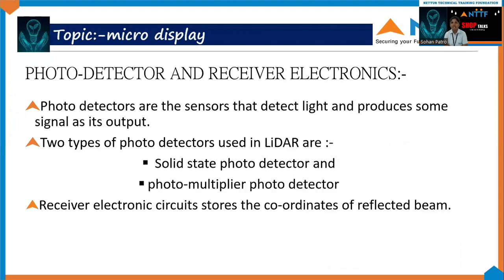Then photodetectors and receiver. The photodetector is a sensor that detects light and produces a signal as its output. Two types of photodetector are used for this system. One is the solid state photodetector and the second one is the photomultiplier photodetector. The receiver electronic circuit stores the coordinates of the reflected beam.